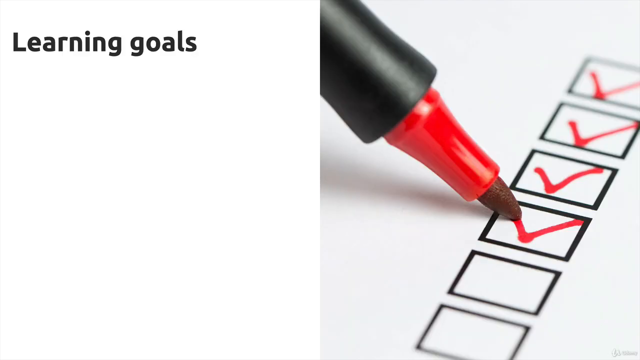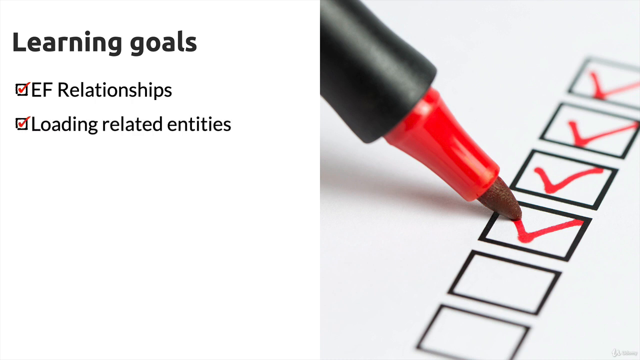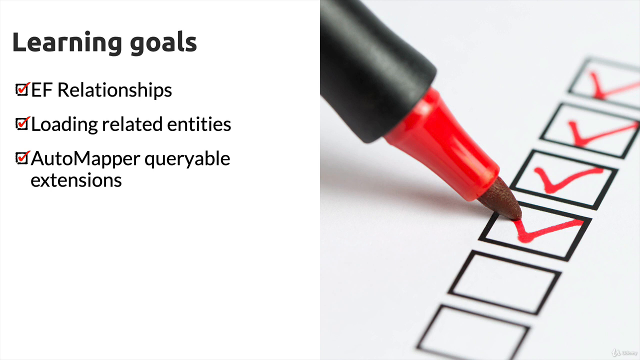So let's take a look at the learning goals for this section. Of course, we're going to look at Entity Framework relationships. We're going to look at loading related entities, because by default, Entity Framework is not going to load related data for any entity unless we specifically ask it to. There are a few different approaches to doing this, and we'll take a look at those. We'll also look at something called AutoMapper Queryable Extensions, which gives us a way to project out of our database into a different object than our entity, and it's pretty cool. And we'll also add an infrastructure project in this section, and I'll explain why very shortly.